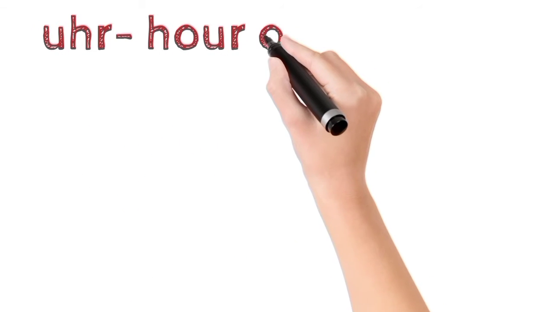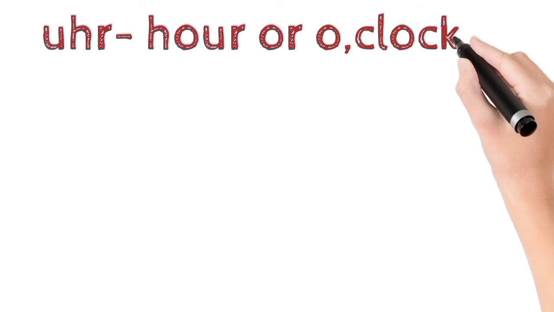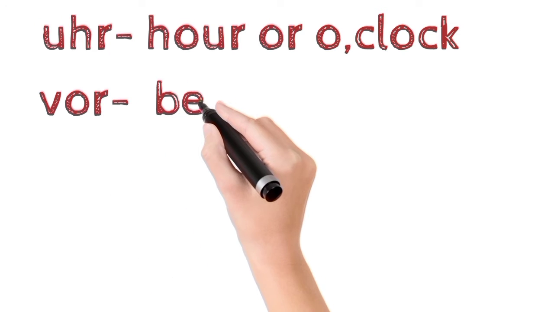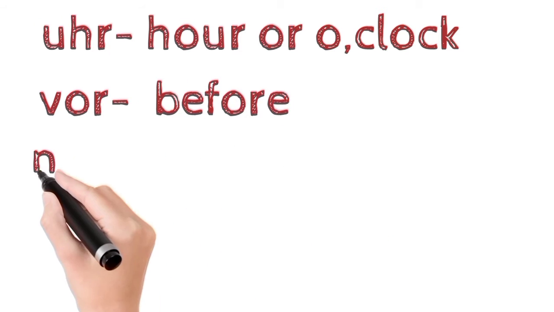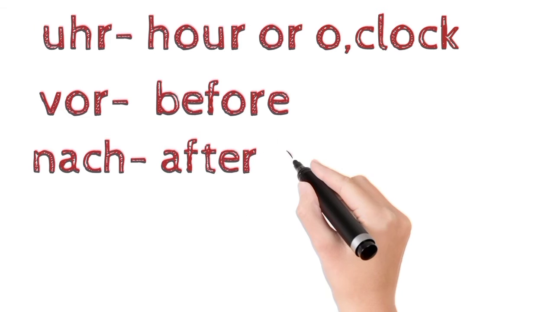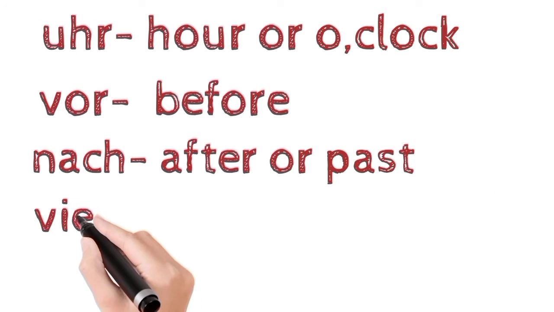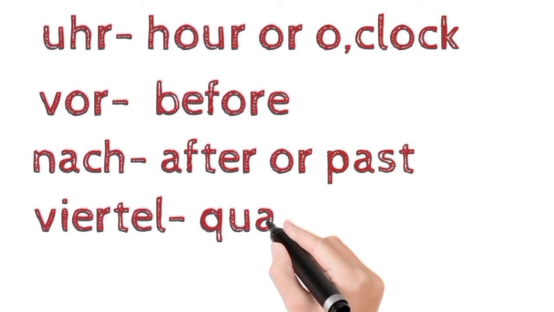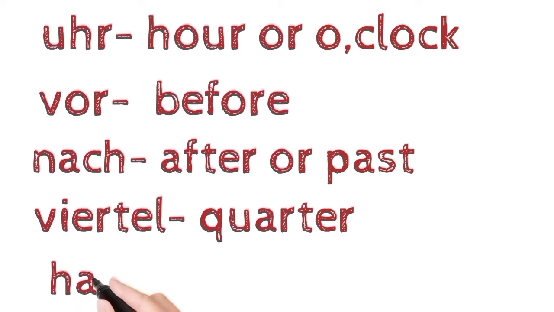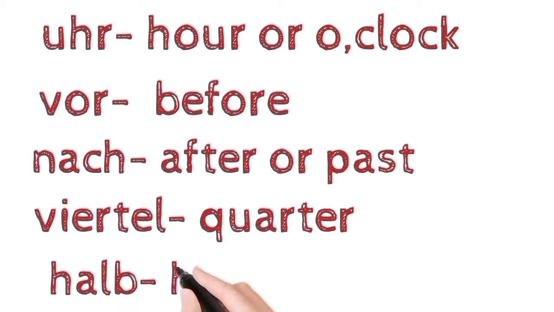Uhr. Uhr means hour or o'clock. Vor. Vor means before. Nach. Nach means after or past. Viertel. Viertel means quarter. Halb. Halb means half.